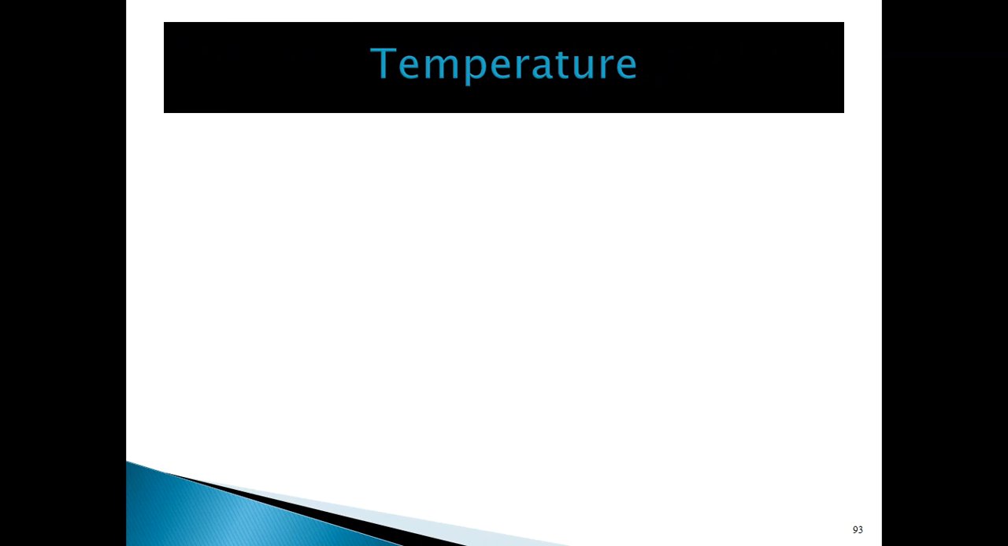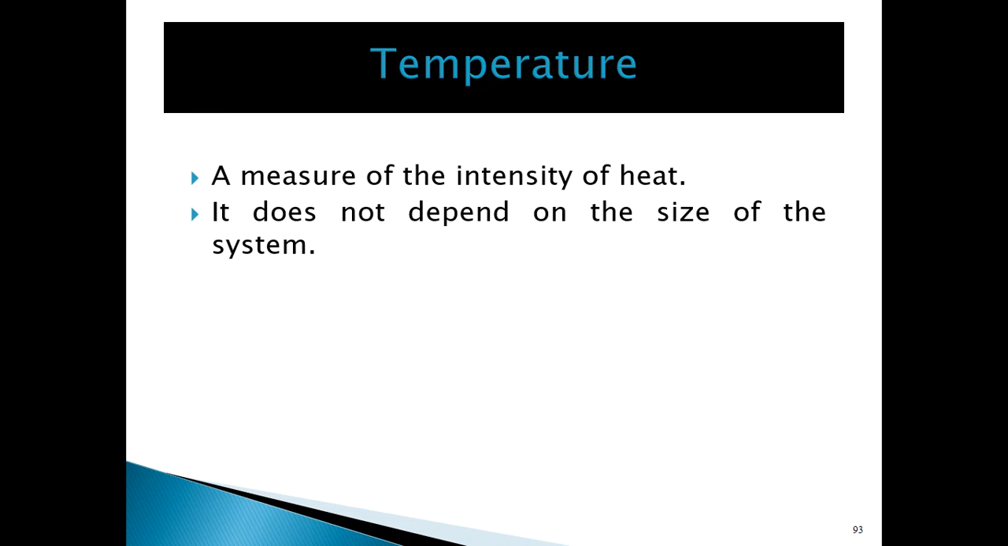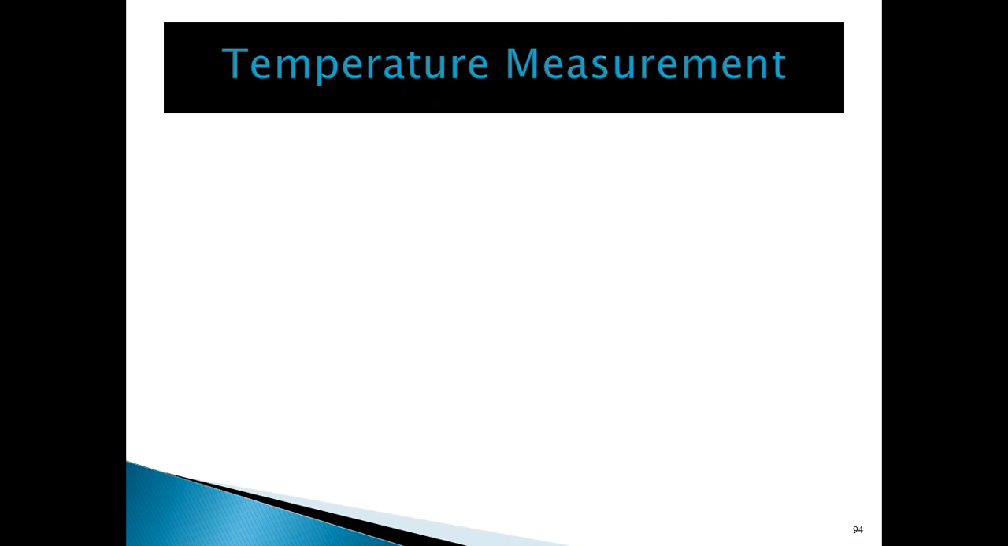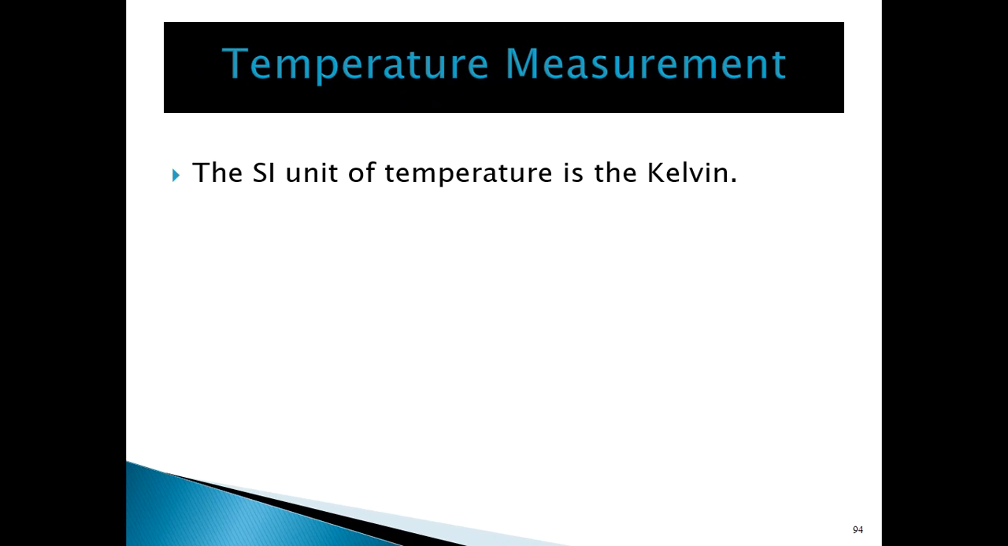So that's heat. Now temperature is basically a measure of the intensity of heat. And it does not depend on the size of the system or the material. And one particular property of heat is that heat is always flowing from a region of high temperature to a region of low temperature. How do we measure heat?